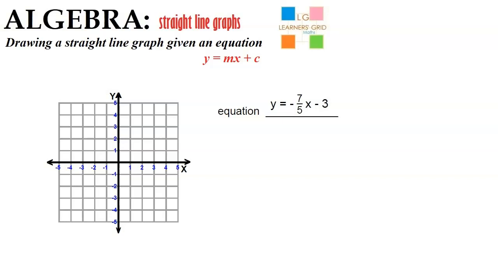In this tutorial, we'll be looking at straight line graphs, in particular drawing a straight line graph once you have been given an equation of the form y equals mx plus c. So let's take a look at our equation over here. It says y equals negative 7 over 5x minus 3. First thing to do is to identify the different parts of the equation. Over here, minus 3, that term equals the y-intercept.